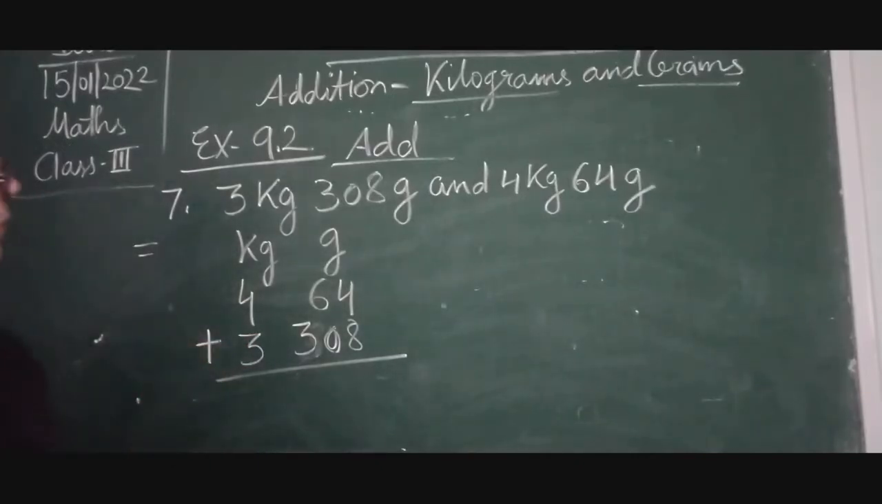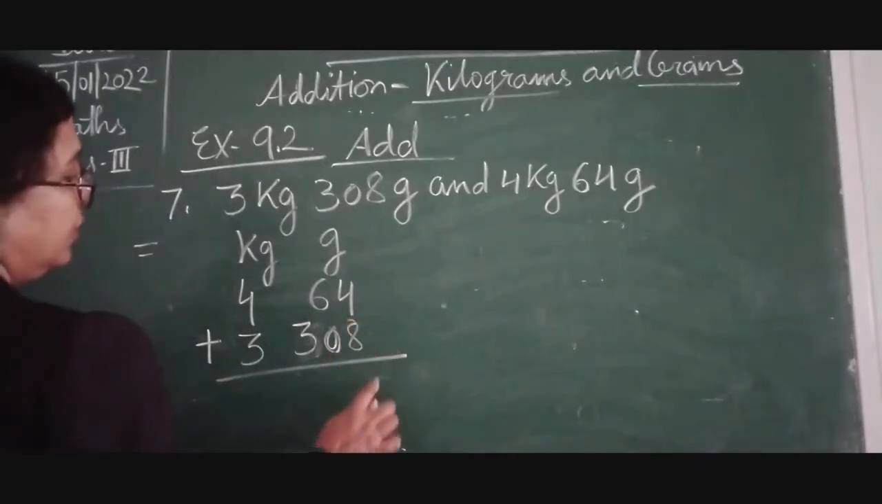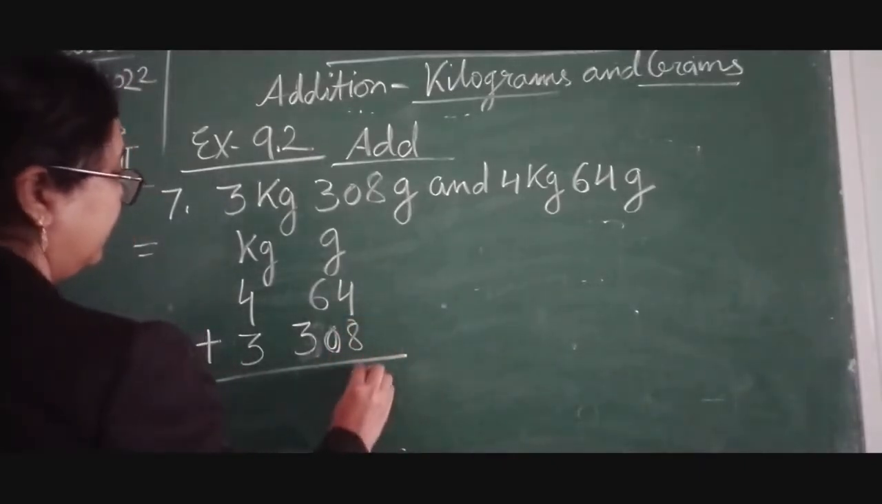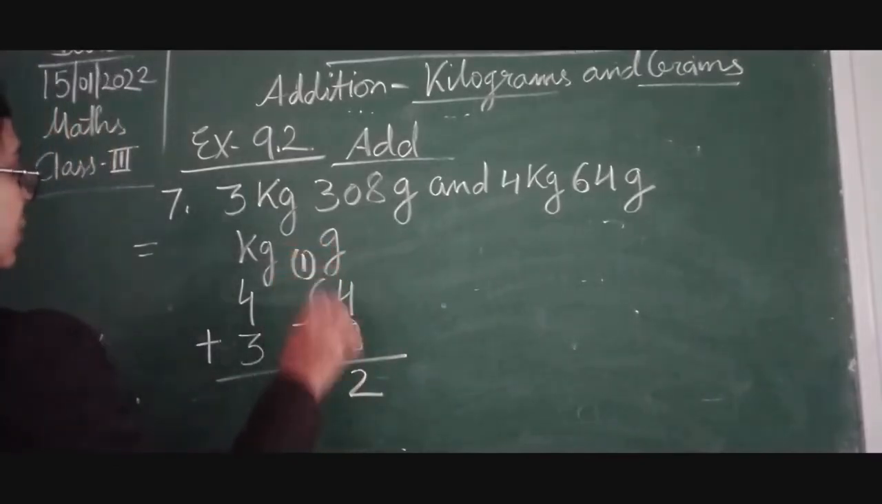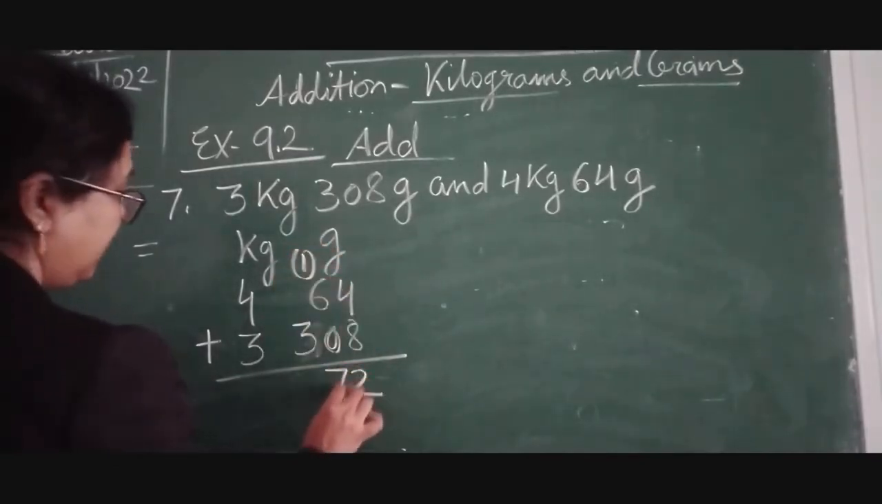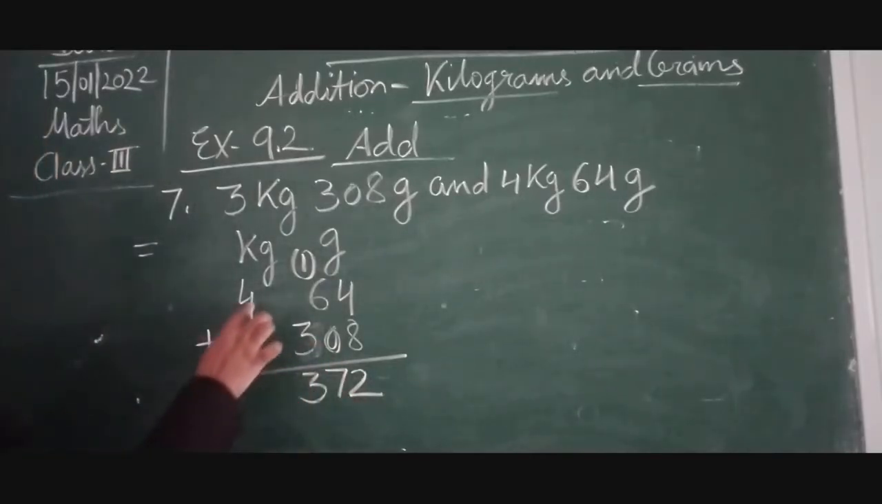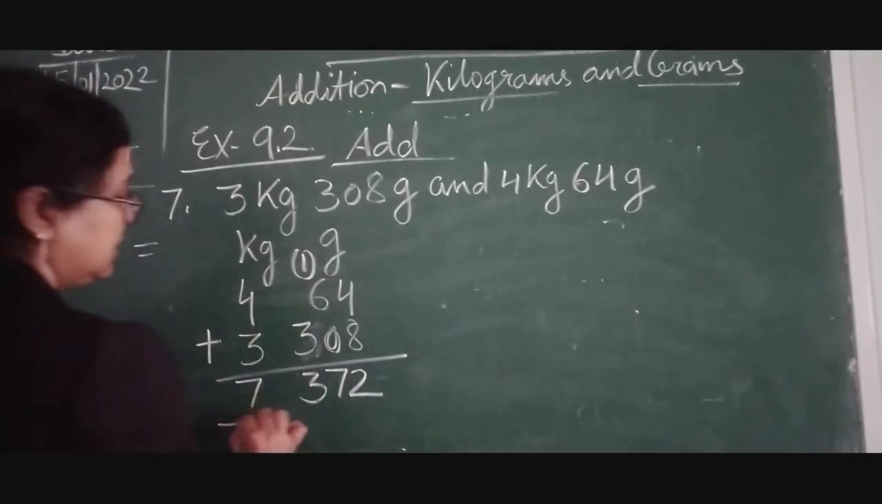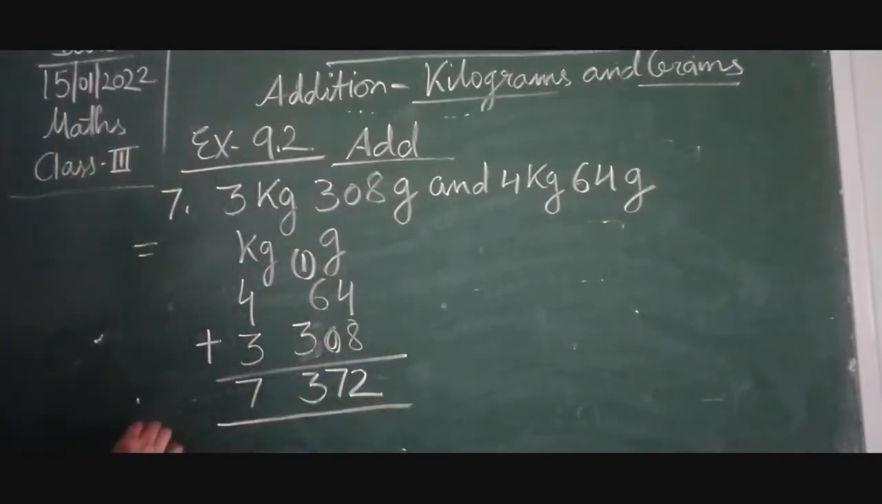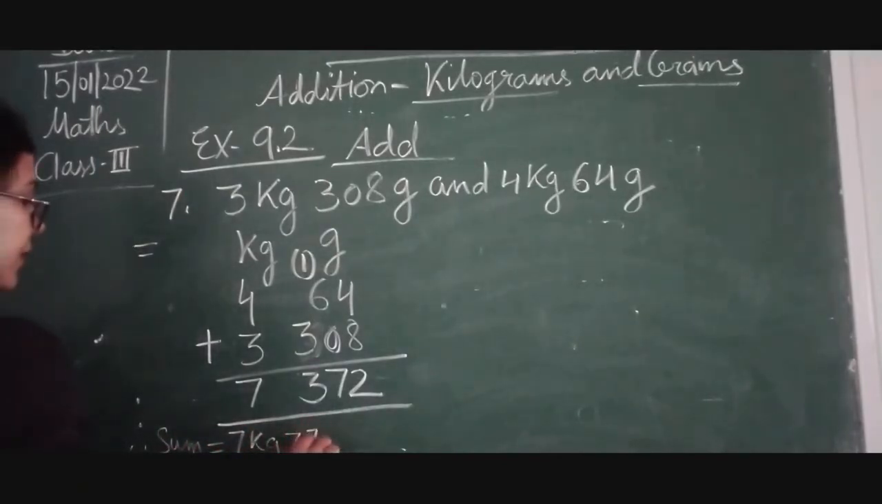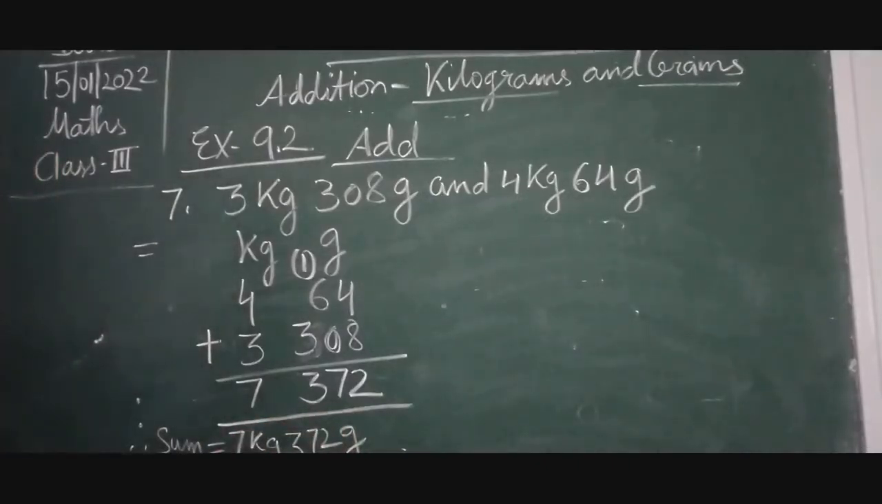so here children we are going to add this, okay. 8 and 4, that is 9, 10, 11, 12. 1 is carryover. 6 and 1 is 7. Now this is 3 because nothing is there. 4 and 3 is 7. So here therefore sum equal to 7 kg 372 grams, okay. Okay children.